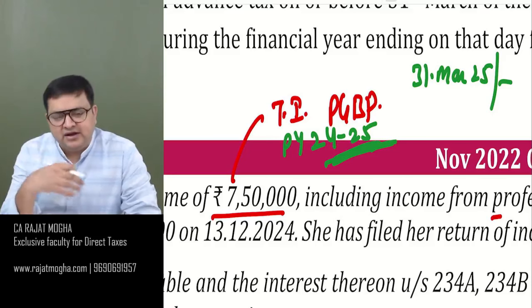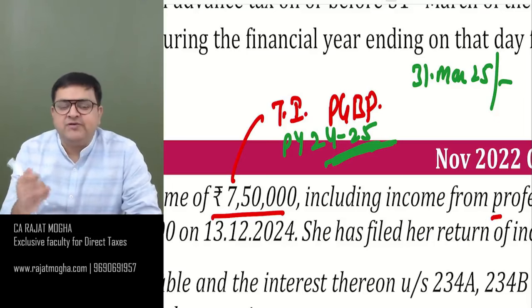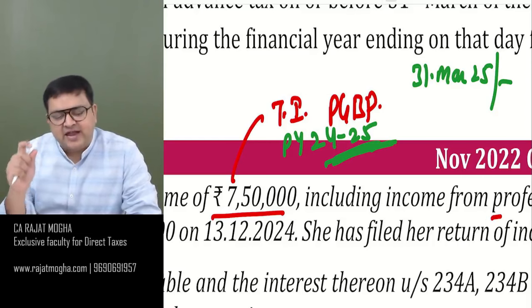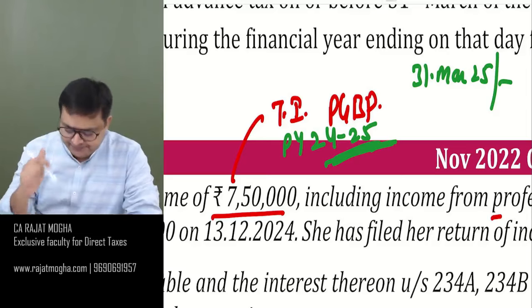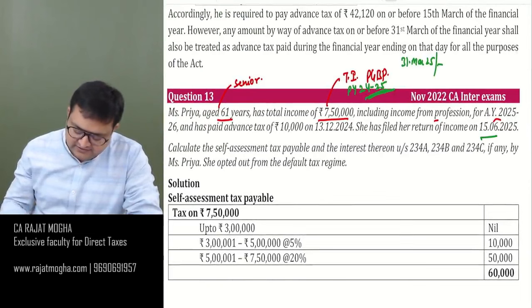So we know that there are certain liabilities to pay advance tax. I believe that you must be knowing it, that four times in a year, 15th June, 15th September, 15th December, and 15th March, we have to pay our advance taxes, right? So whatever is my advance tax liability, I have to pay that. She has filed her return of income on this date. Calculate the self-assessment tax and the interest thereon.